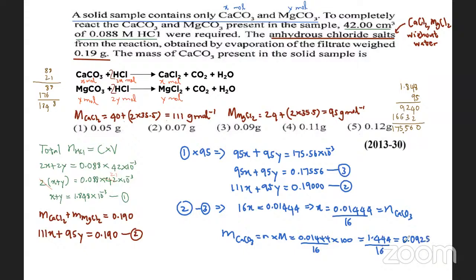Because in 144, there are 9 16s. No? In 144, there are 9 16s. So which one do we think is the best option here? Third one, right? The third one.